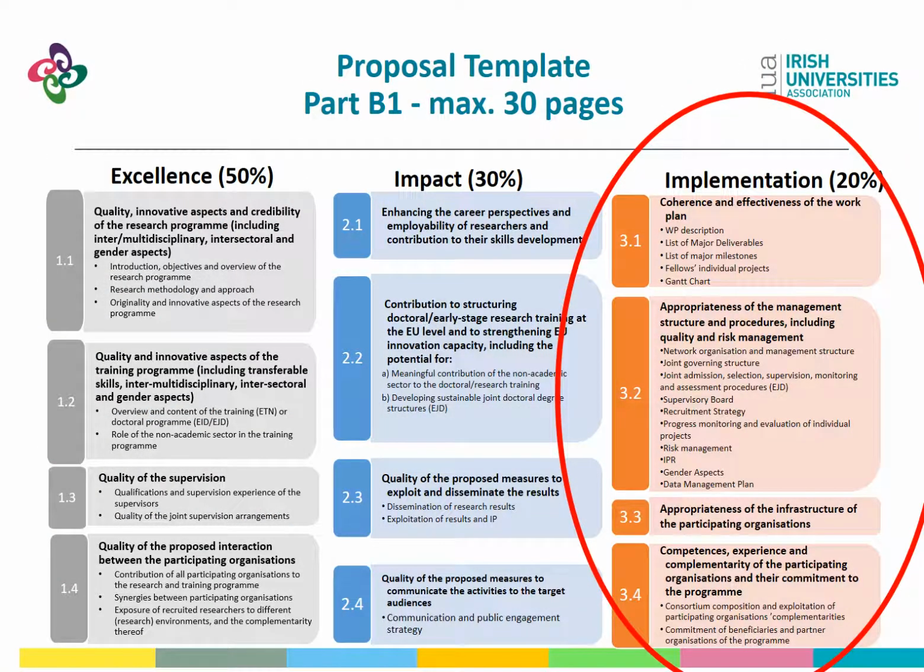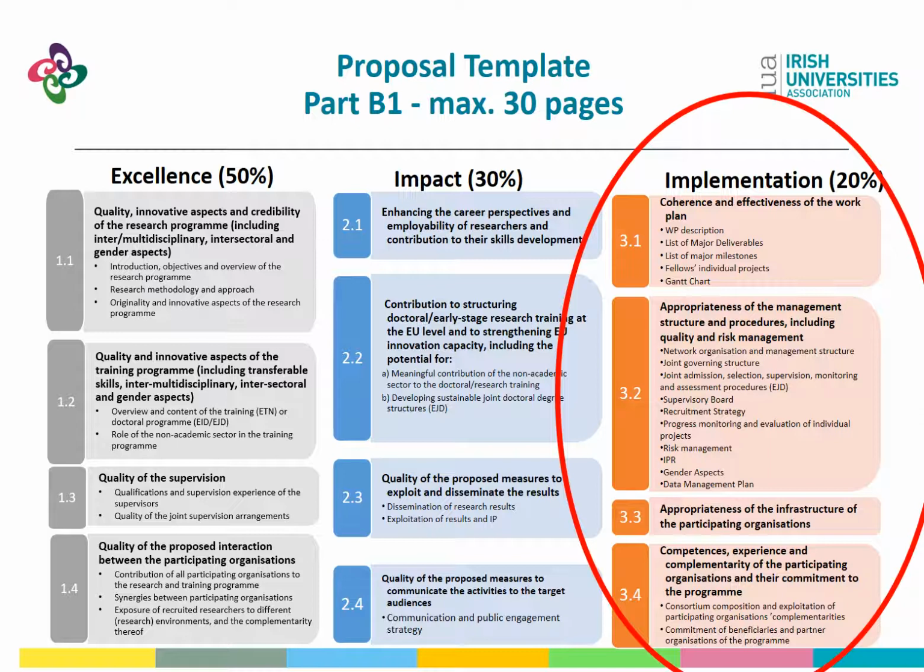The implementation section is the last section in the proposal template, which counts for 20% of the overall score. It is a very important section because it plays in tandem with the excellence section in terms of demonstrating the feasibility and credibility of the research and training program that is proposed in the excellence section.